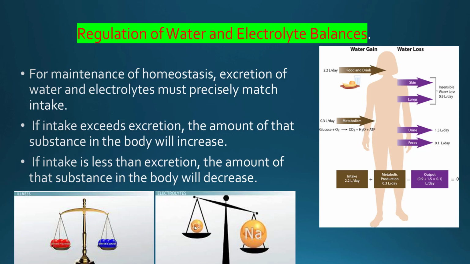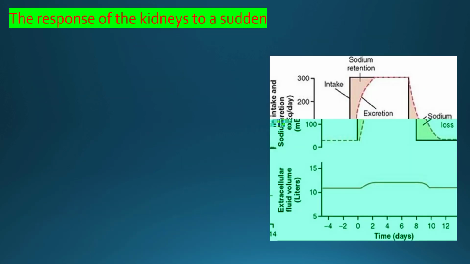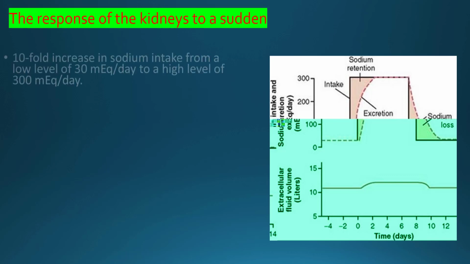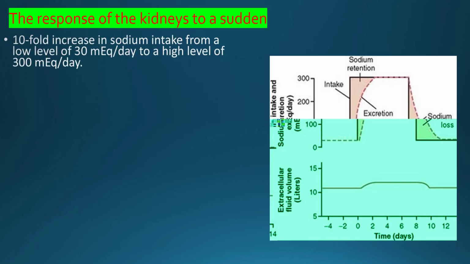body and its concentration will increase. If intake is less than excretion, the amount of that substance in the body will decrease. These two things should be in balance. If imbalance occurs, then one or the other may be increased or decreased in the body.